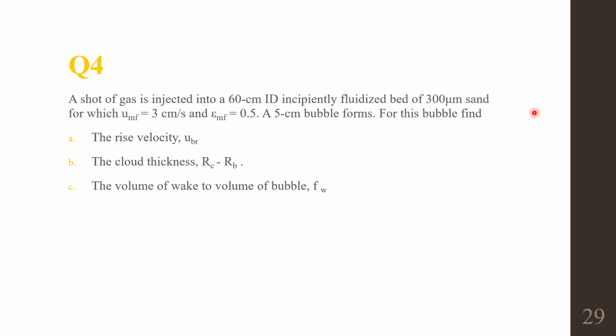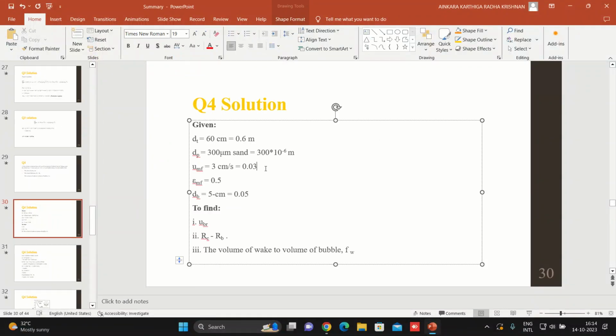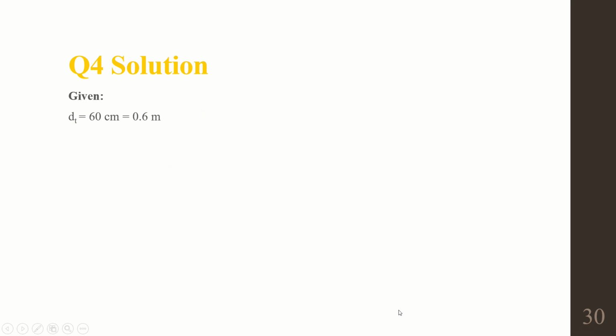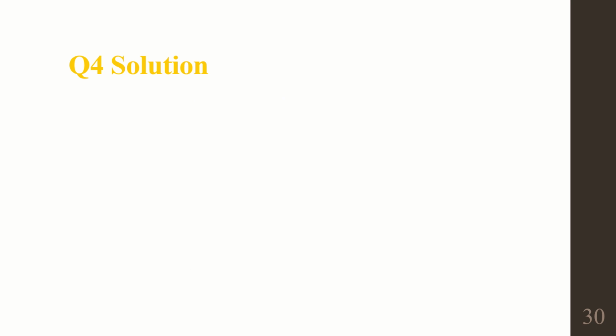So, solution. The diameter of the column is given. The diameter of the column is 0.6 meter, that is 60 centimeter, and the diameter of the particle is 300 micrometer sand, and UMF is 3 centimeter per second, which is 0.03 meter per second. And the diameter of the bubble is 5 centimeter, which is 0.05 meter. I don't know why units haven't been given anywhere, but it's okay.